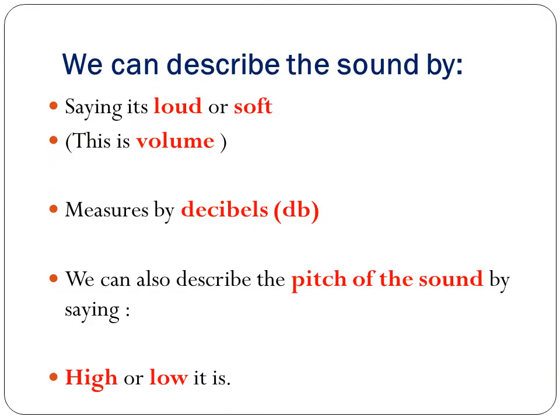We can describe the sound by saying it's loud or soft, and this is called the sound volume. Sound volume is the property that describes the loudness of the sound, whether it's loud or soft. It is measured in decibels, and we can measure it with a sound level meter.